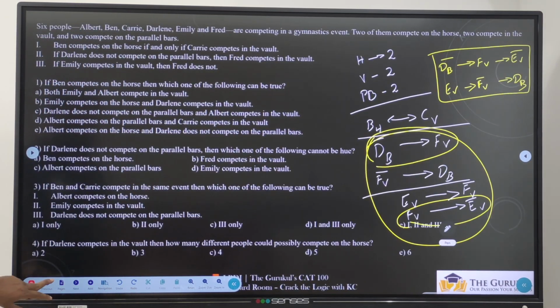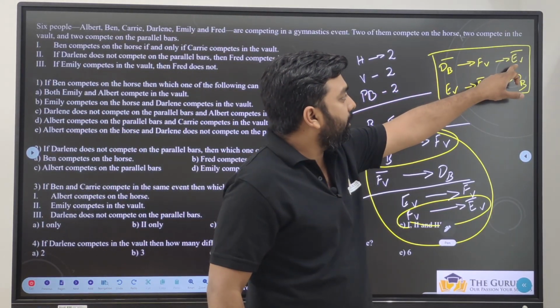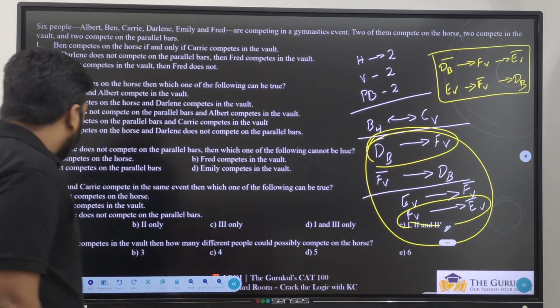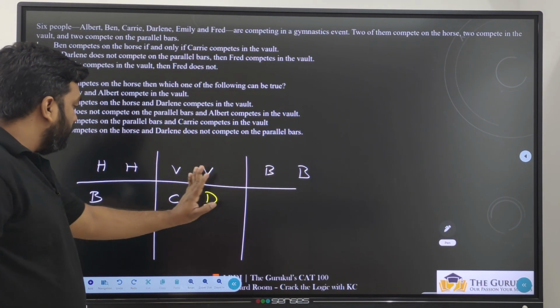Now what will happen? If E is competing in horse, E is not competing in vault, which means F is definitely competing in vault. But vault is already occupied with C and D. There is no place for F. So that is not happening. So the second one is not true. Next, remove these 2 conditions. These are only for this question.